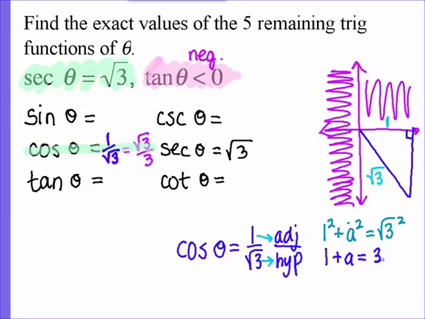So I end up getting 1 plus a squared equals 3. Sorry, I forgot the squared there. So what does a squared equal? 2. So what does a equal? Root 2. So that means this is going to be root 2. Now, one other thing to notice, that's actually a negative root 2 from its location.